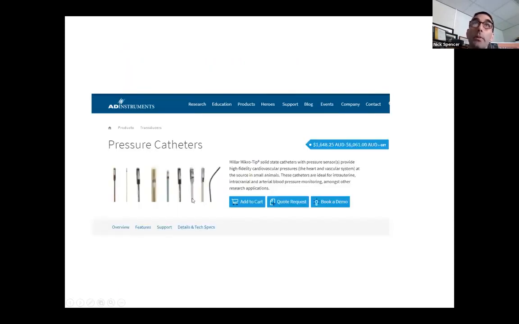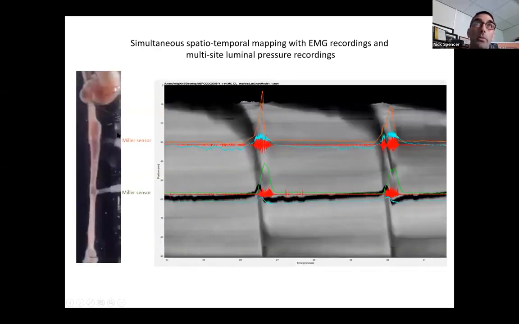Okay, so we use this pressure transducer catheter from ADInstruments, the Millar. We found them very competent and very good for luminal recordings. Really any laboratory animal you could use these for. They're too big for blood vessels, but they're good for visceral organs. So this is the sort of thing that we can do, which we never could do before, and it's given us a tremendous insight into mechanisms of the gut, which we could never do before.